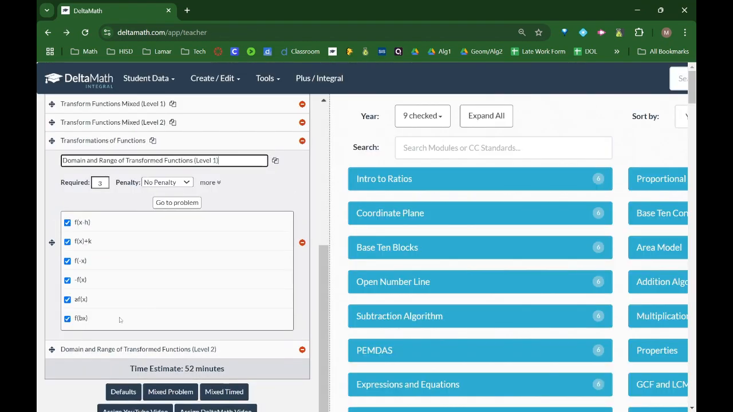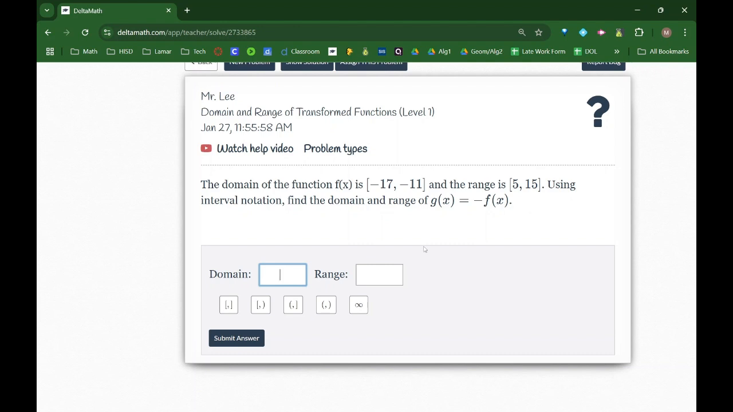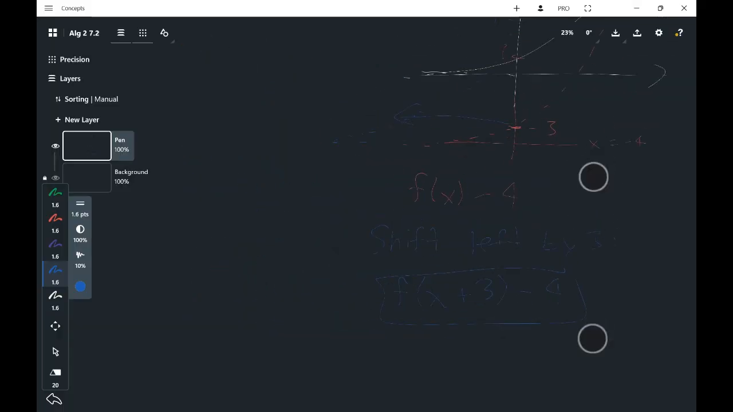Okay, let's talk about these types of problems here. Now, we've seen these ones before where we have the domain of a function and the range, and we need to figure out the new domain and range using transformations.